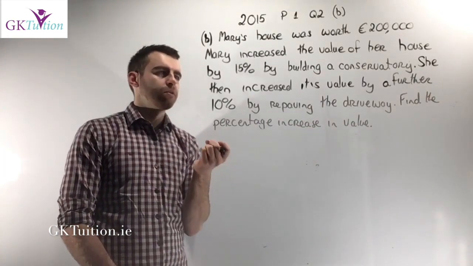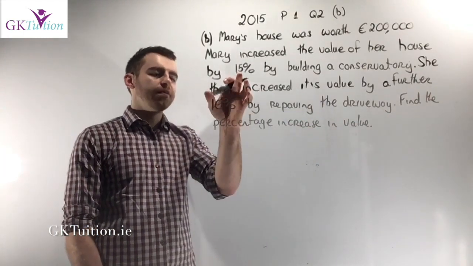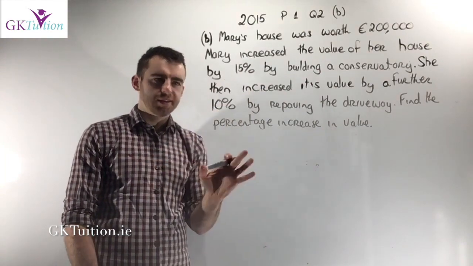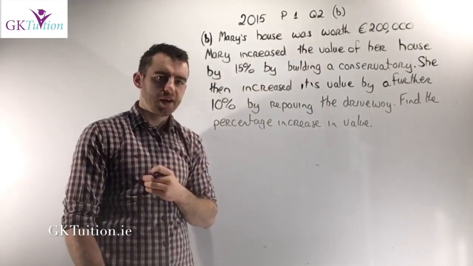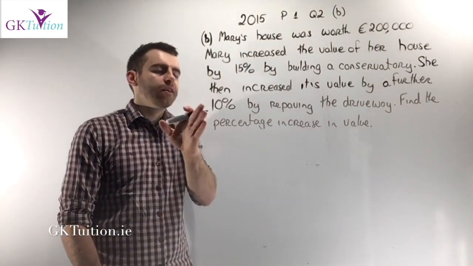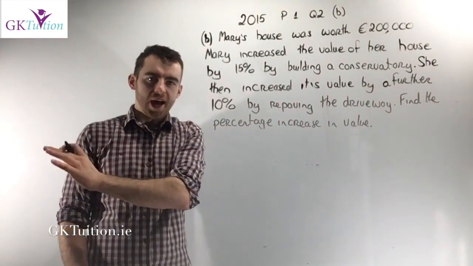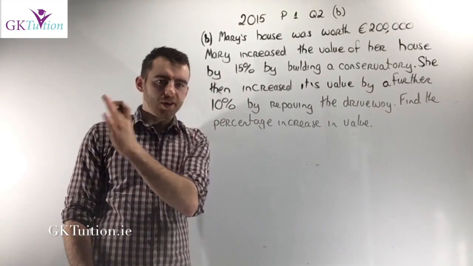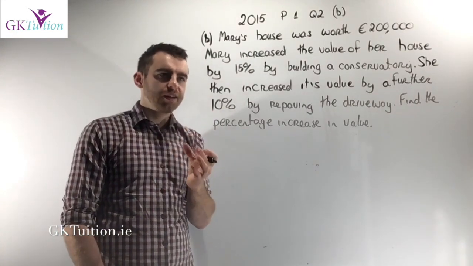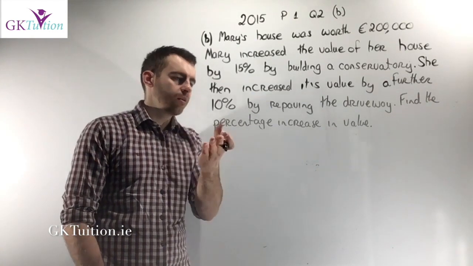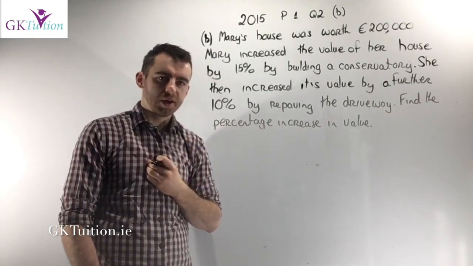So often when I do this question with students, they think you can just add the 15 and the 10. It's not that simple, because this is 15% of the original price. So then it increased in value, and then it increased by 10% of that. So I need to do this separately. I need to work out what is the final value of Mary's house, and then I'll be able to work out the percentage increase from there.